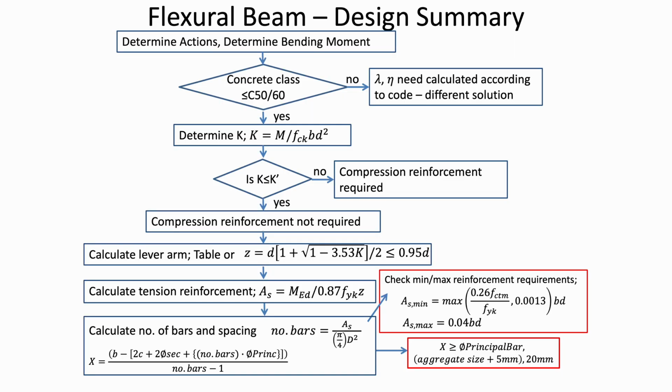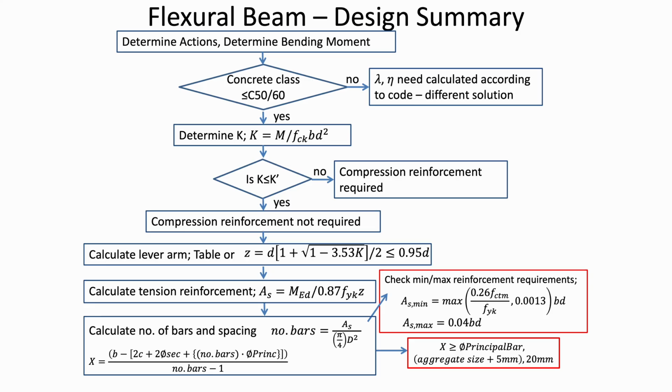Before we move on to the worked example, this flowchart summarizes the full design process for a singly reinforced beam. Every step shown here is directly built from the Eurocode equations and the theory we already covered in the lectures. All the underlying derivations, assumptions, and limits have been fully explained previously, so this flowchart simply brings everything together into a practical step-by-step procedure. We start by determining the design actions and calculating the bending moment, MEd.